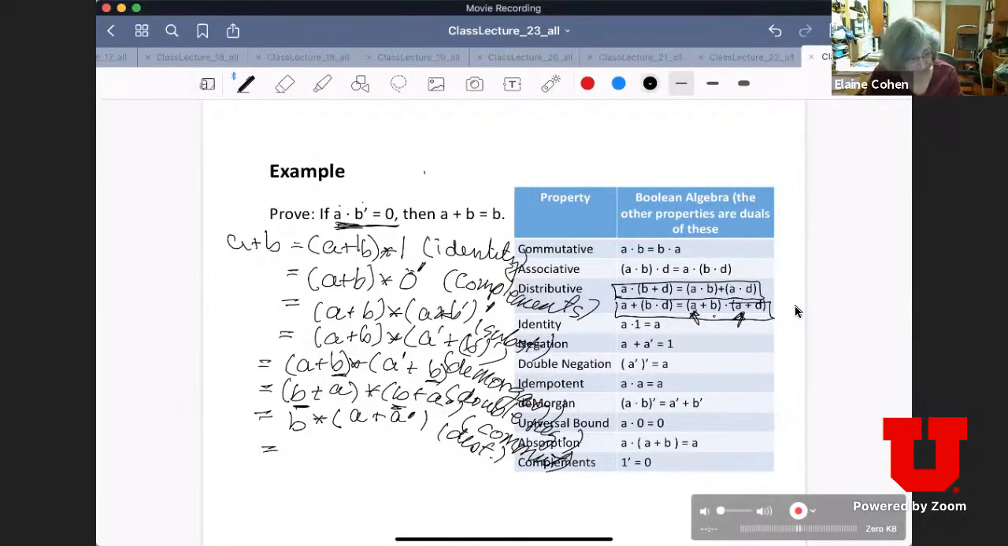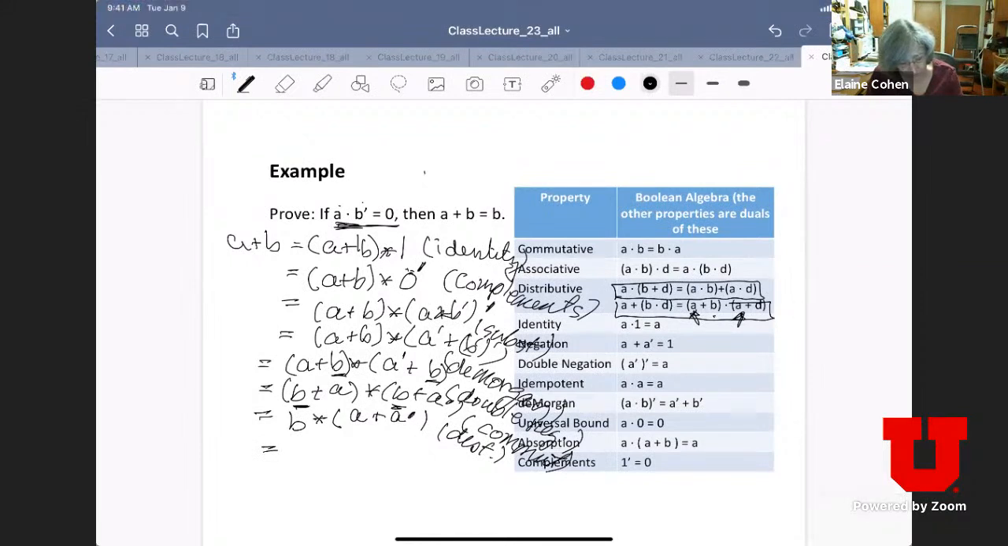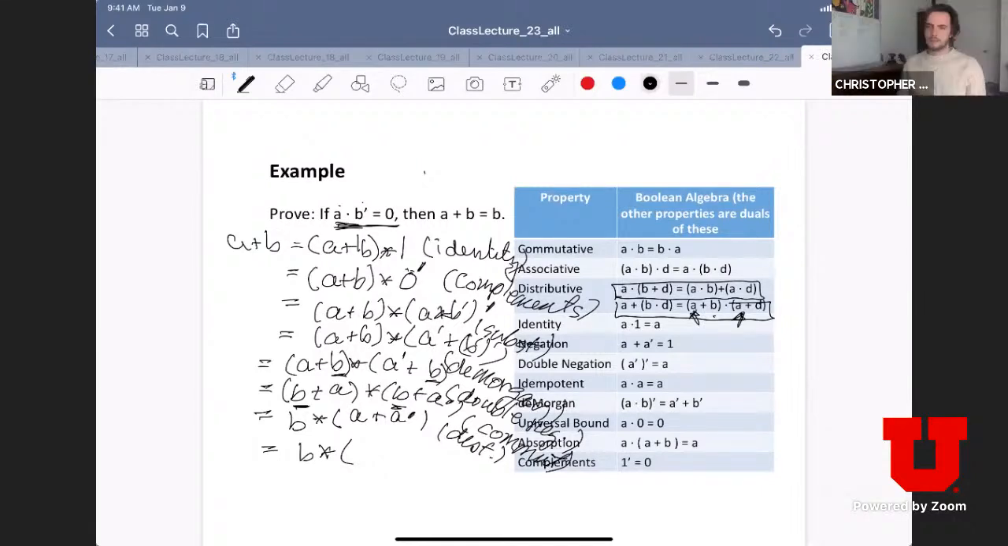So what is A plus A complement equal to? Well, think about it in logical terms. That's A or not A. When is that true? Always. That's always true. So what does that mean in Boolean? It means it's 1.